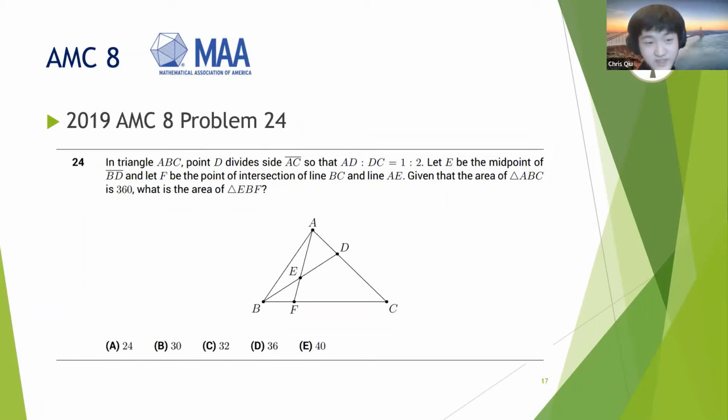What are Cevians? Somebody mentioned in the chat the word Cevians, and a Cevian is a line segment that connects a vertex of a triangle to a point on the opposite side of the triangle. So when we see a lot of these Cevians, one thing we can do is to use Menelaus' theorem.